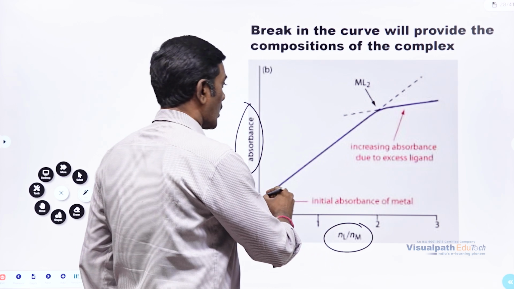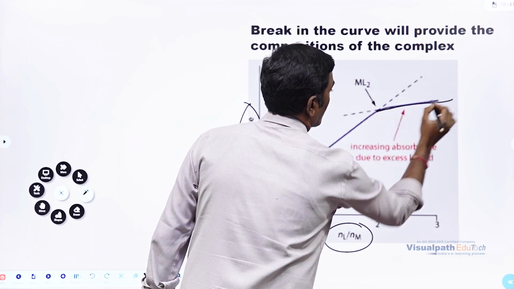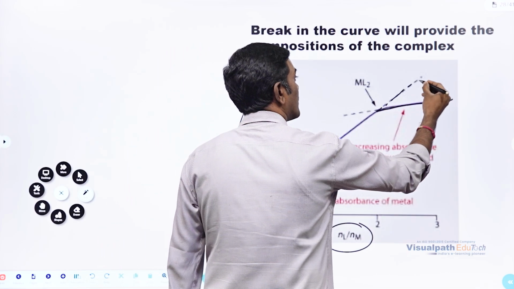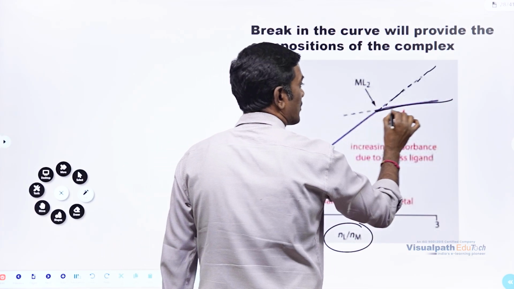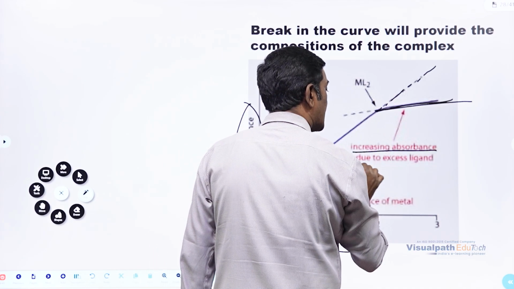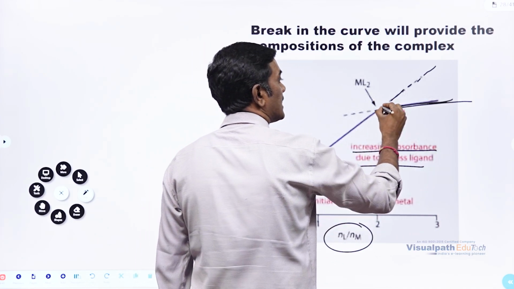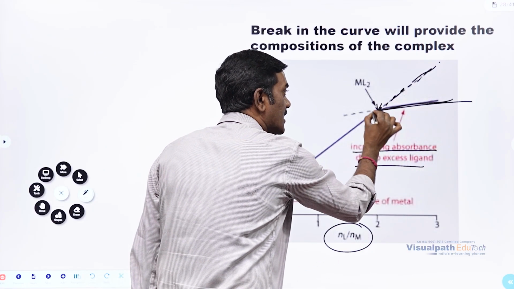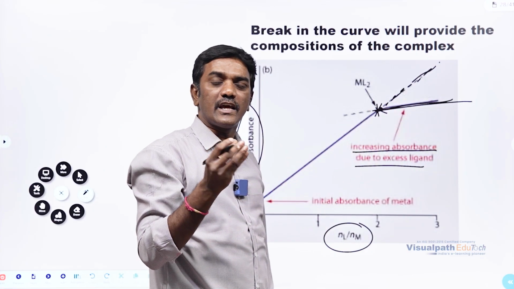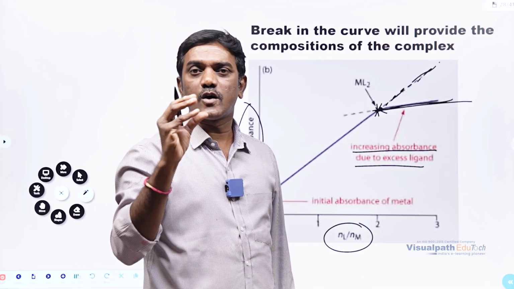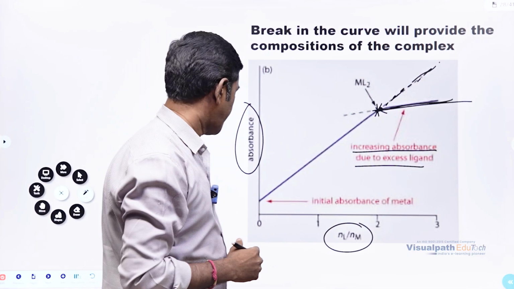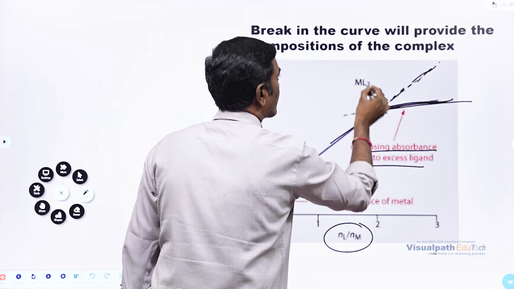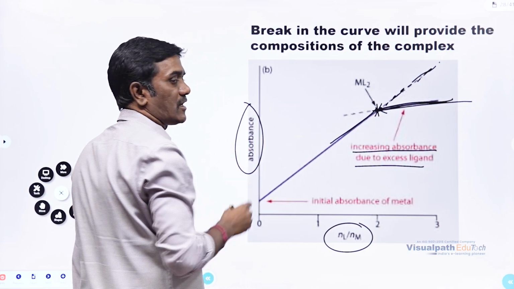Now the graph is going to be like this, and here it is going to be constant. The absorbance keeps increasing here, because if you keep on increasing the ligand, the absorbance also increases. So this point gives us the composition where the exact ratio of moles of ligand reacts with the metal. This is the break point, and the break point will provide the composition of the complex.